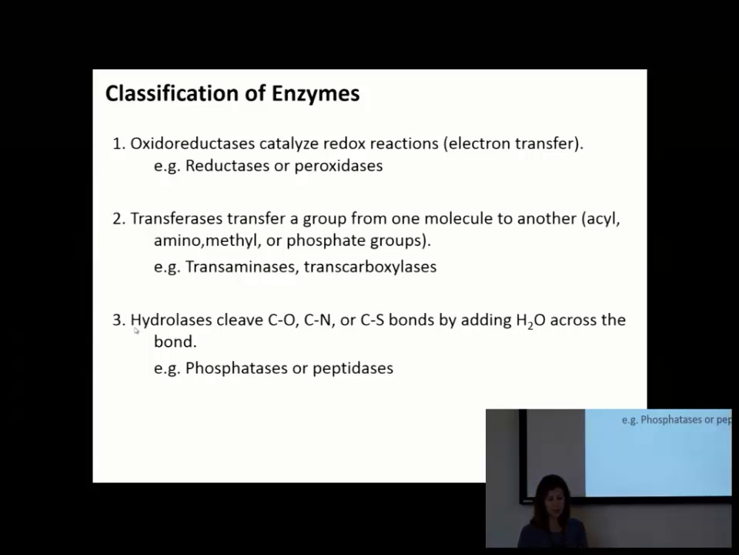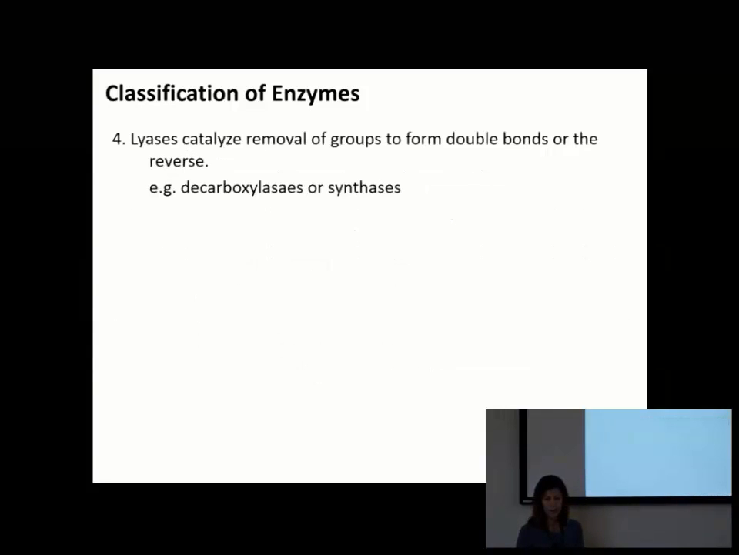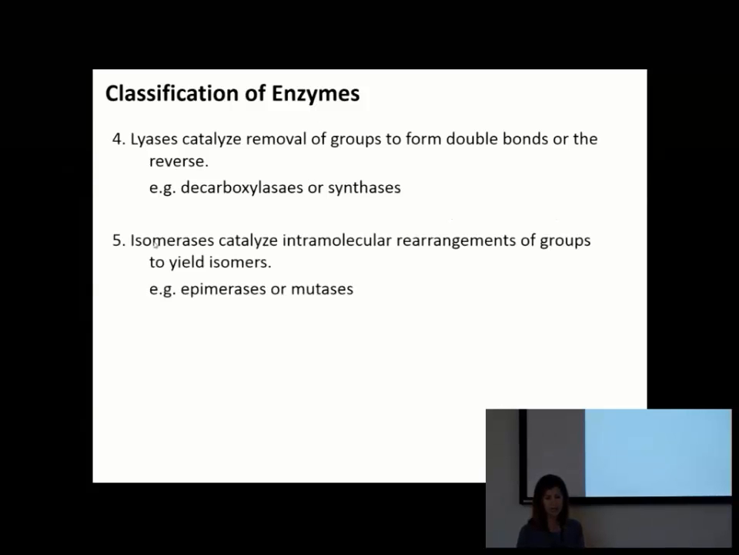Lyases will form double bonds, or the reverse. They remove groups. Isomerases isomerize. Mutases, you'll see that. A mutase, that will be the name that we see. And ligases put two things together.